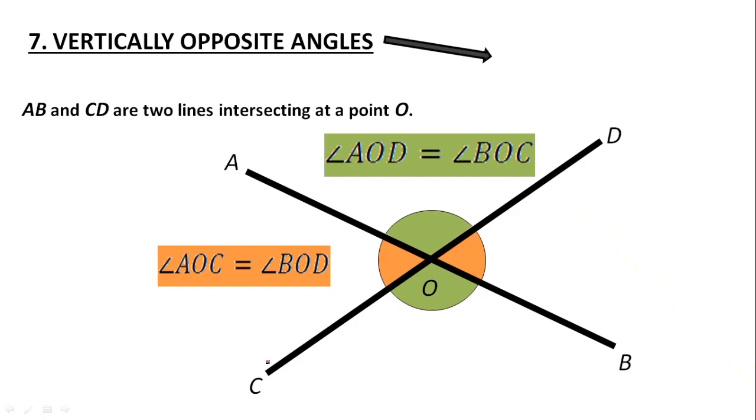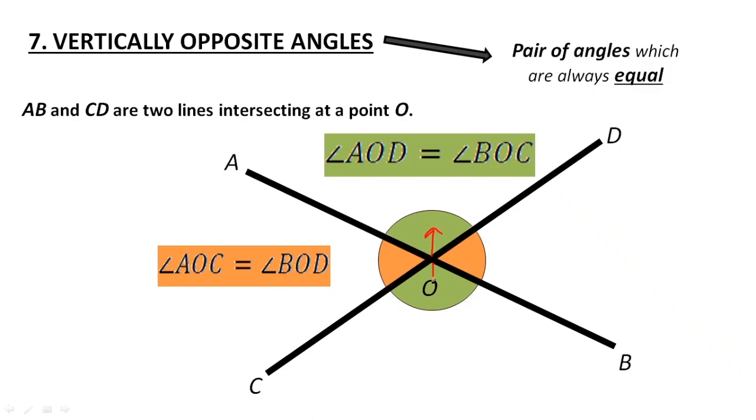So what is a vertically opposite angle? They are a pair of angles which are always equal, situated on the opposite side. See, it is just opposite to one another. So this is opposite to this. They should be opposite to one another.